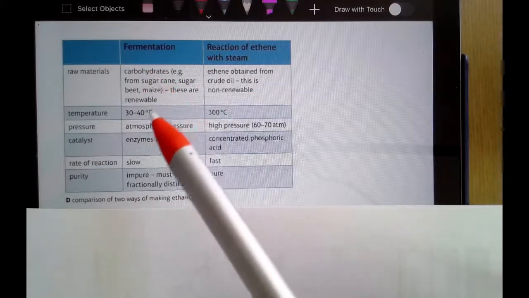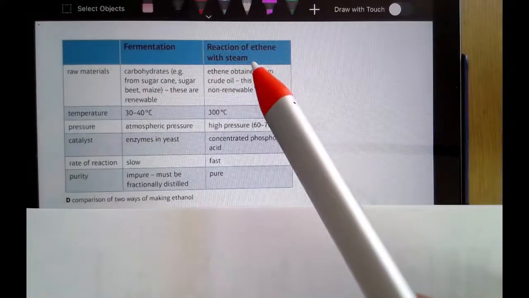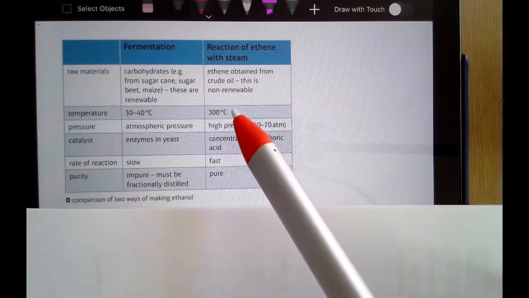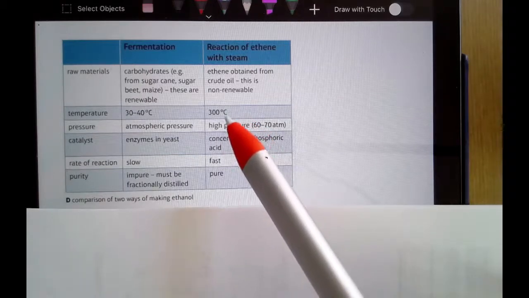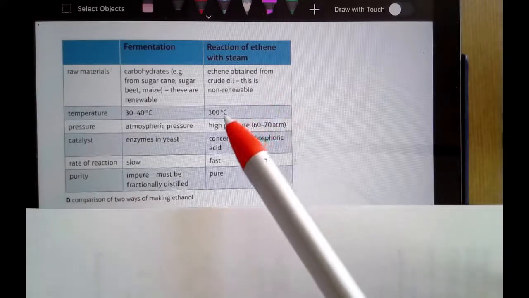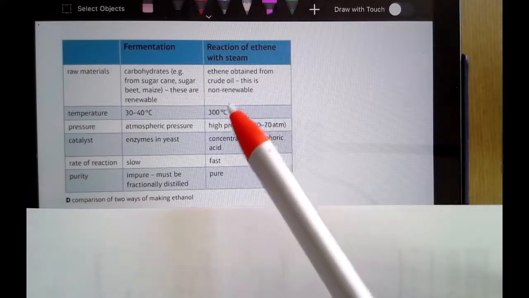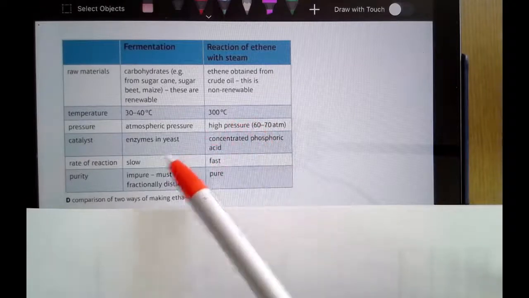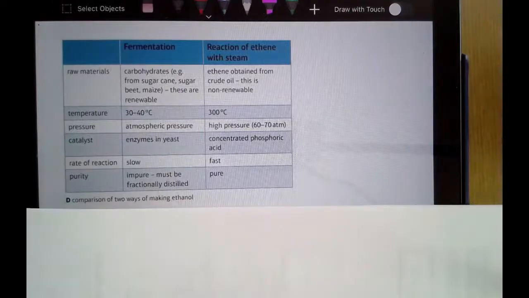For fermentation, really low temperatures. For the reaction of ethene and steam, you have to heat it up high and use high pressures. So this reaction, you're using a non-renewable starting material, you're using high temperatures and high pressures, so it's going to be much more expensive. They both require a catalyst, but your catalyst in fermentation is just the natural enzymes in yeast. Here you have to use a concentrated acid.